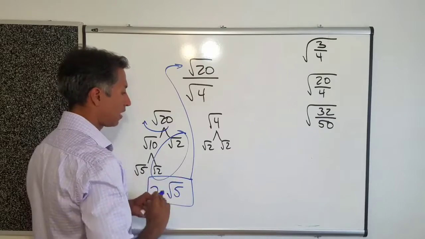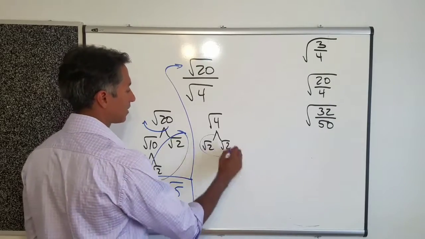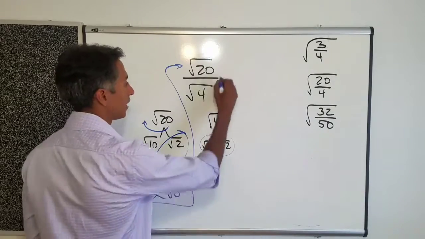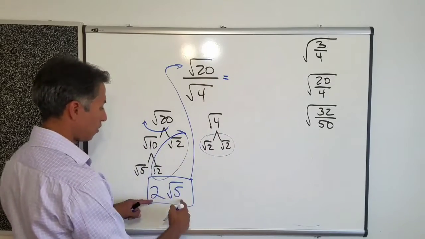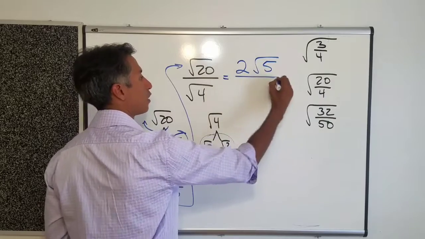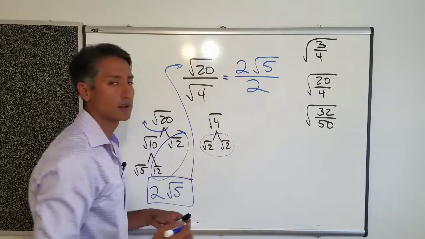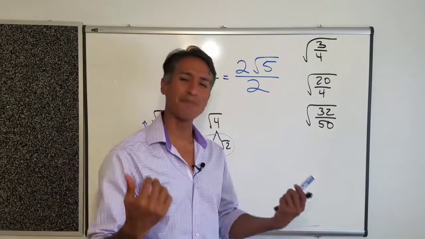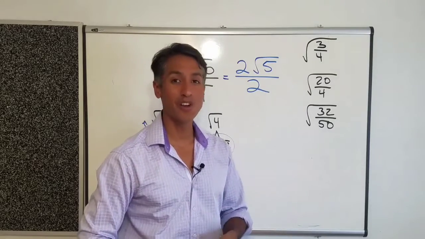Okay, from there, can I pull out a double? Yes, it's just that. It's just 2. Okay, so this turns into 2 square root 5 over 2, okay? And you say, yes, I'm done. Awesome, move on. No, not yet.